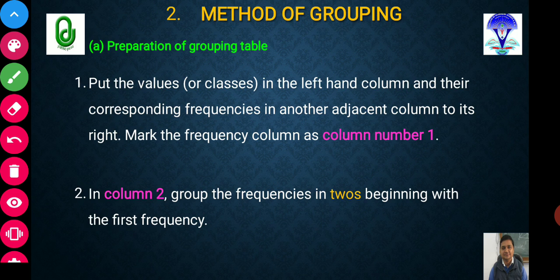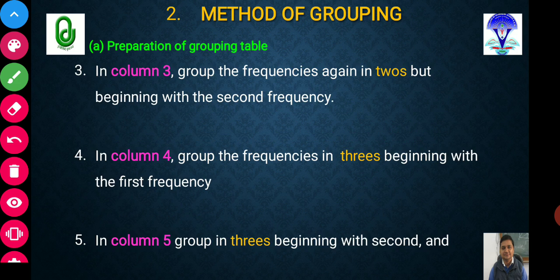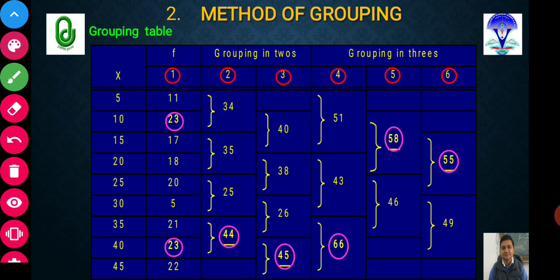The method of grouping is mainly divided into two parts. The first one is the preparation of the grouping table, and the second one is the preparation of the analysis table. We will first see the table, and then we will come to how this table is prepared. Here you can see this is the grouping table.